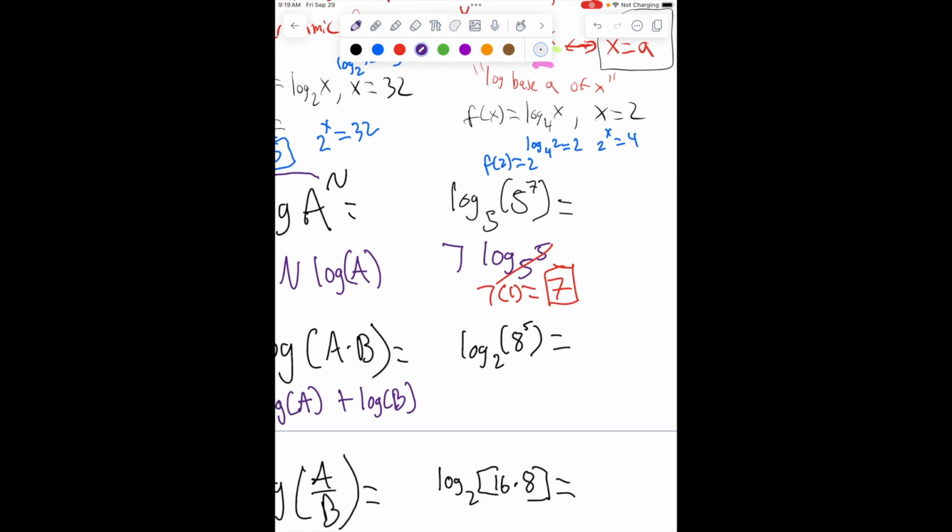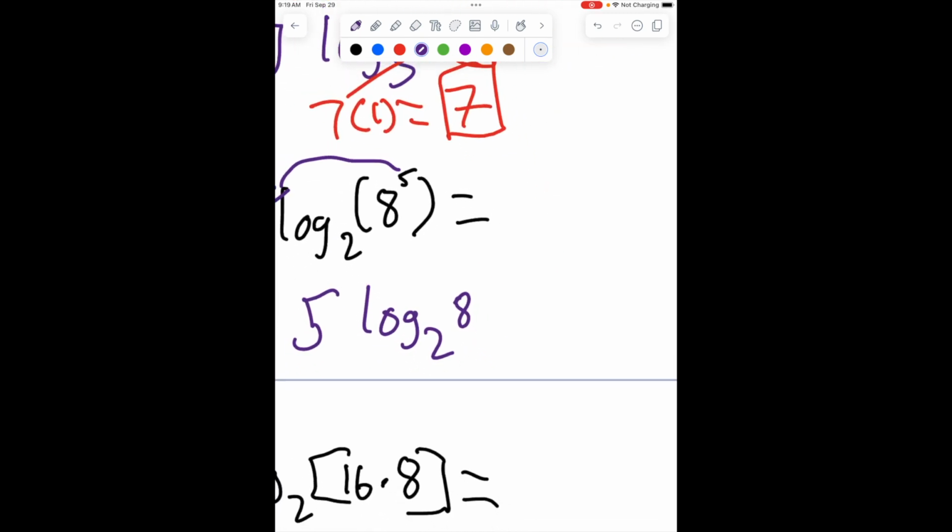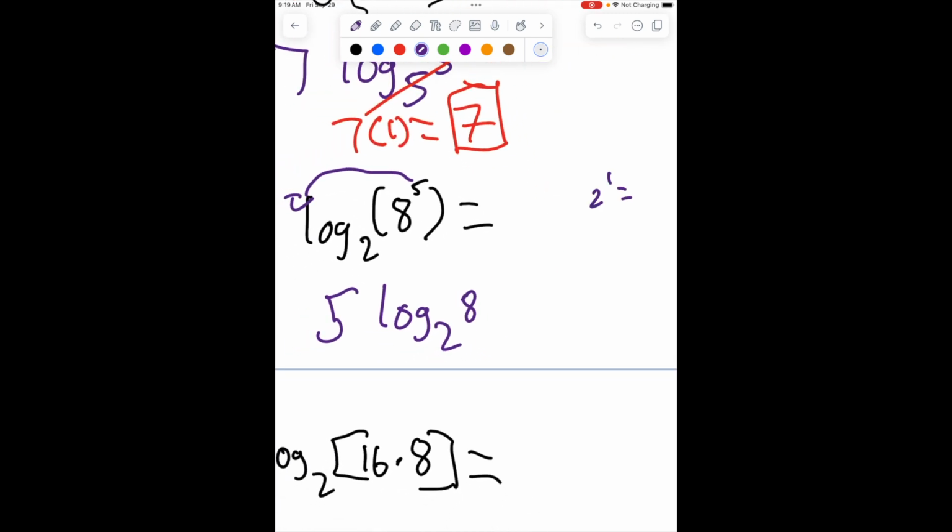All right, let's try something kind of similar on this next one. I'm going to say, first off, I'm going to move this exponent over here, 5 log base 2, and then again, it's to 8, log base 2 of 8. Now, 8 is interesting because if I have 2 to the first, it's 2. 2 squared is 4. 2 to the third equals 8.